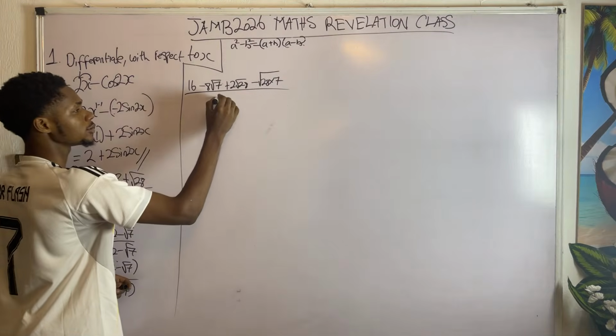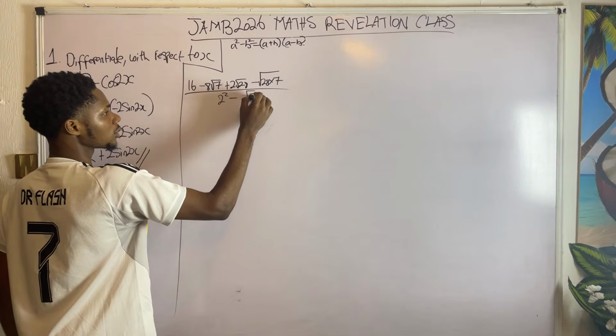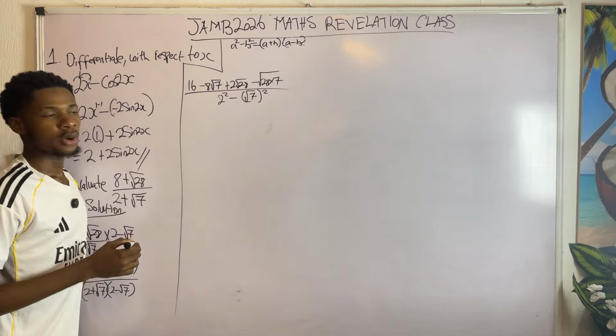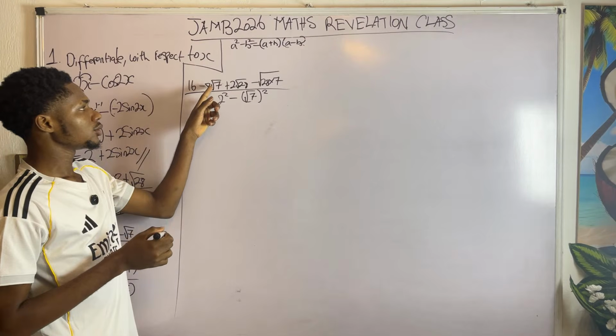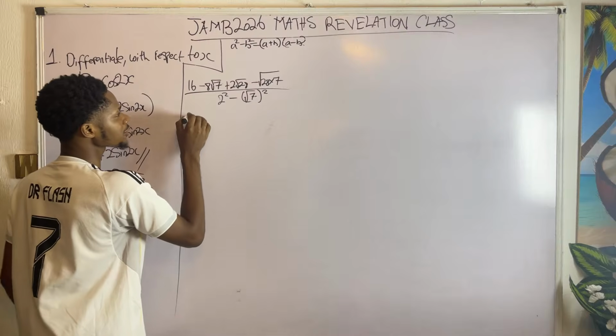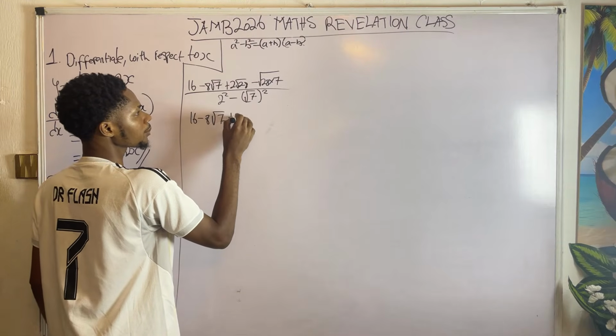So we have 2 squared minus square root of 7, all squared. Okay, from here, let's simplify. Now we have 16 minus 8 root 7, plus 2 root 28.